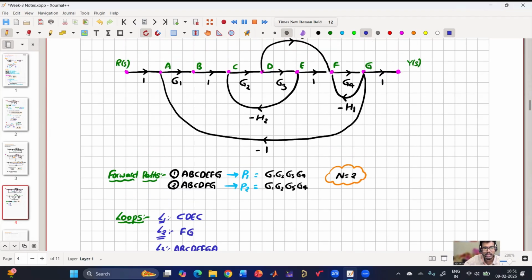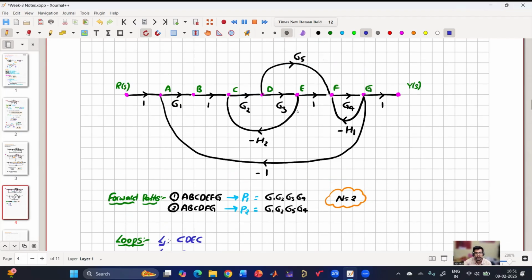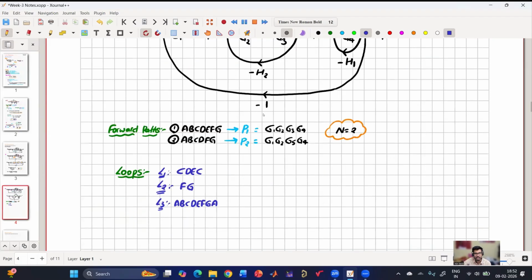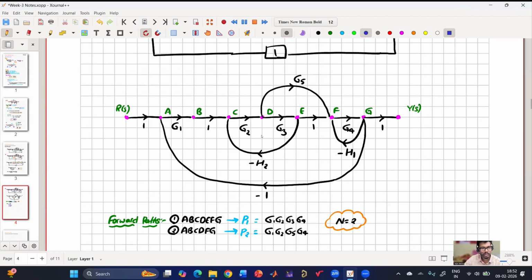Okay. Are there any other loops? No, sir. There is this loop, right? A, B, C, D, F, G, A. Yeah. This is also a loop, right? Yes, sir. Yeah. So L4, A, B, C, D, F, G, A. So I'll just highlight and I'll erase so that we can see what are the loops.